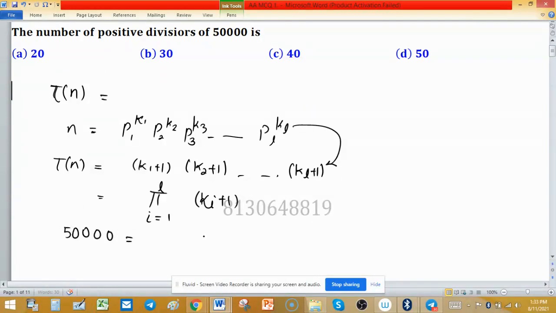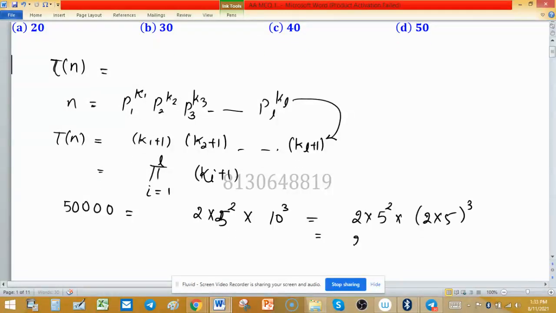It can be written as 25 times 2,000, and 25 is 5 raised to the power 2, and 2,000 is 2 times 1,000, that is 10 raised to the power 3. So here I can write 2 into 5 raised to the power 2 into 2 into 5 raised to the power 3. Simply, I get 2 raised to the power 4 and 5 raised to the power 5. So this is the product of prime powers.